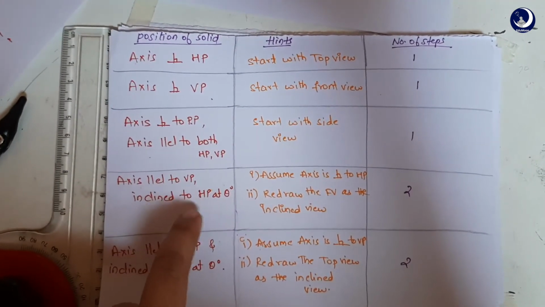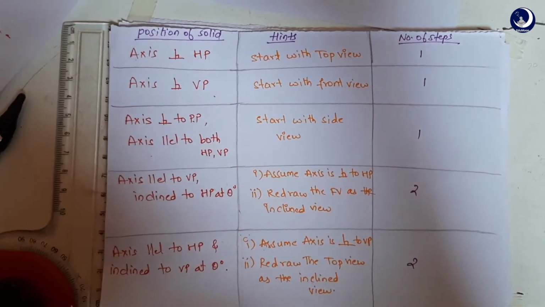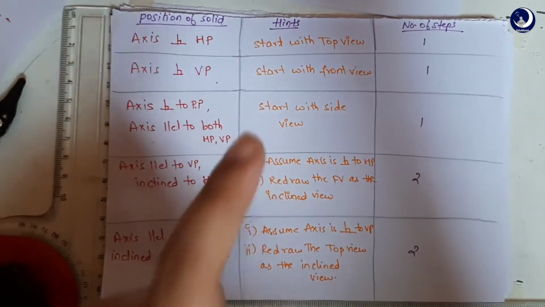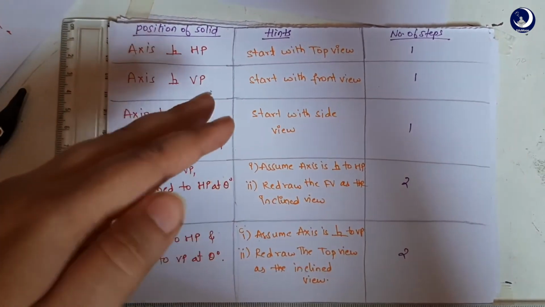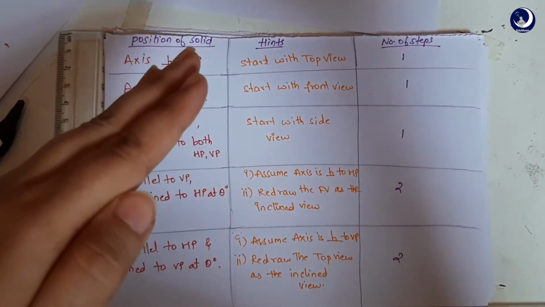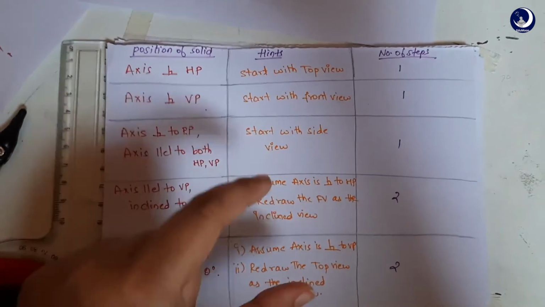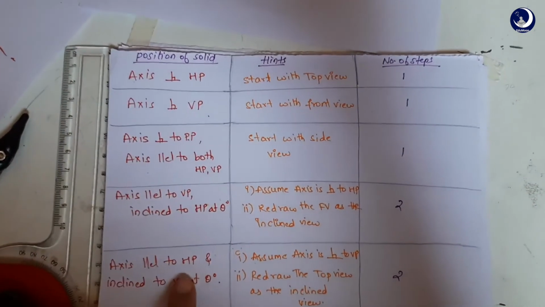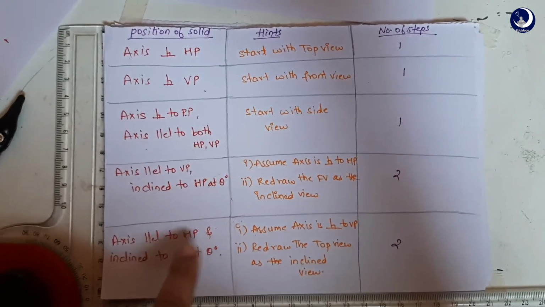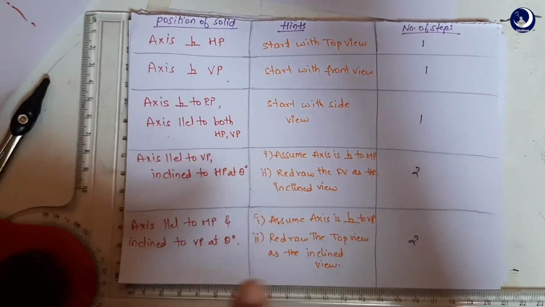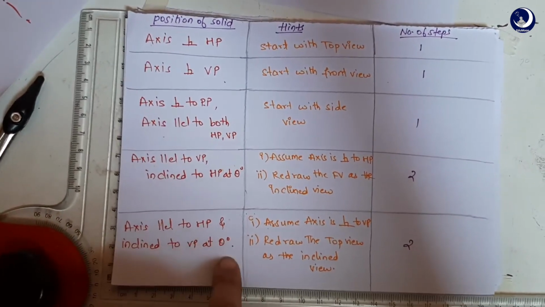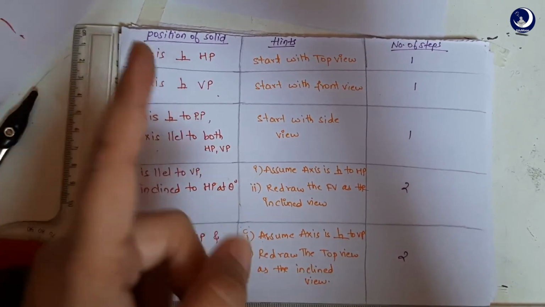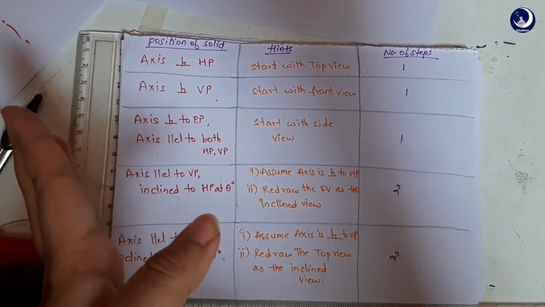Axis parallel to VP, inclined to HP at an angle theta. Assume axis is perpendicular to HP. Redraw the front view as inclined view. This is similar to when first we assume that the plane is parallel to VP, then we incline it. So similarly, first we'll assume that the solid is perpendicular, then we'll incline it. Similarly, if the axis is parallel to HP and inclined to VP at theta degrees, there are two steps here. First we'll assume that the axis is perpendicular to VP and then we can incline it.